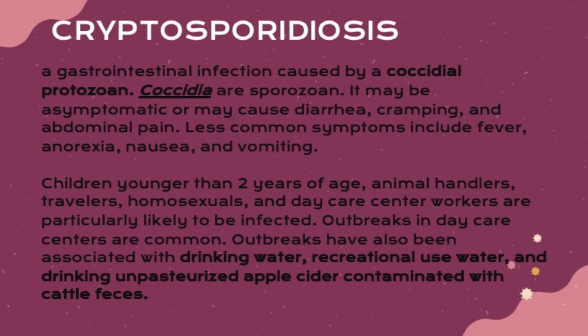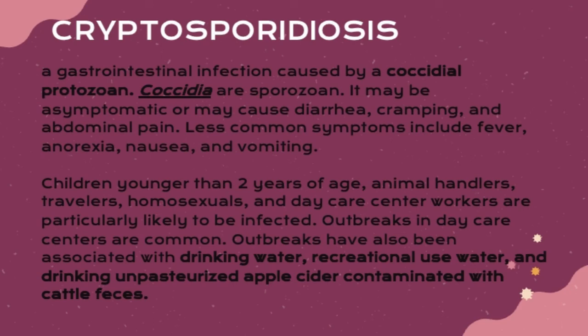It may be asymptomatic or may cause diarrhea, cramping, and abdominal pain. Less common symptoms include fever, anorexia, nausea, and vomiting. The disease may be prolonged, fulminant, and fatal in immunosuppressed patients, those who have a weak immune system.